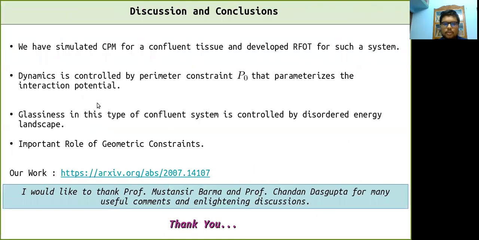As concluding remarks, I would like to say that we have simulated the cellular Potts model for a confluent tissue and developed random first-order transition theory for such a confluent system. The dynamics is controlled by the perimeter constant P naught that parameterizes the interaction potential. The glassiness in this type of confluent system is solely controlled by the disordered energy landscape. And there is a very crucial role of the geometric constraint in this type of model. You can find our work at this arXiv link.